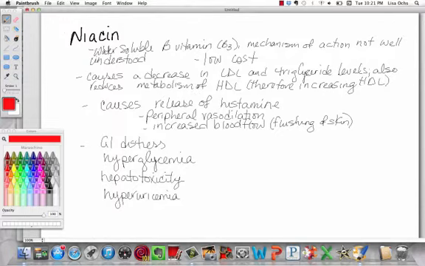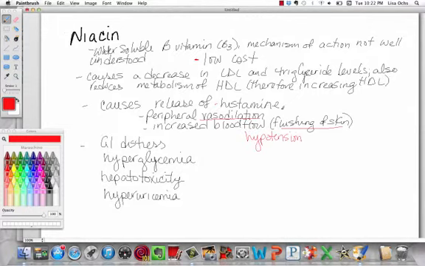It is a low-cost option, so it is a benefit compared to some of the other drugs. However, it does have some pretty significant side effects. Niacin causes a release of histamine, and histamine causes vasodilation. And with that vasodilation, there's an increased blood flow to the skin, so it causes a significant flushing of the skin. But if that vasodilation is severe, it can lead to hypotension.